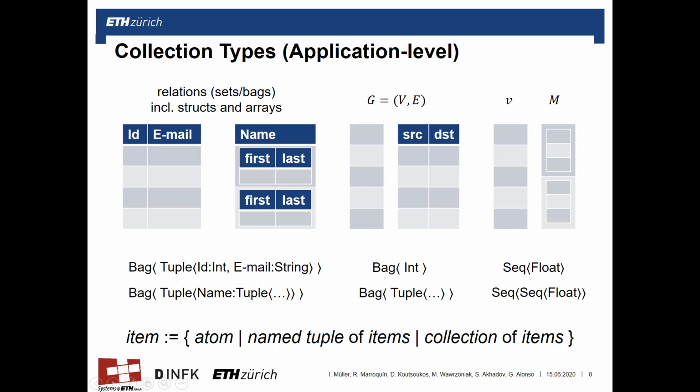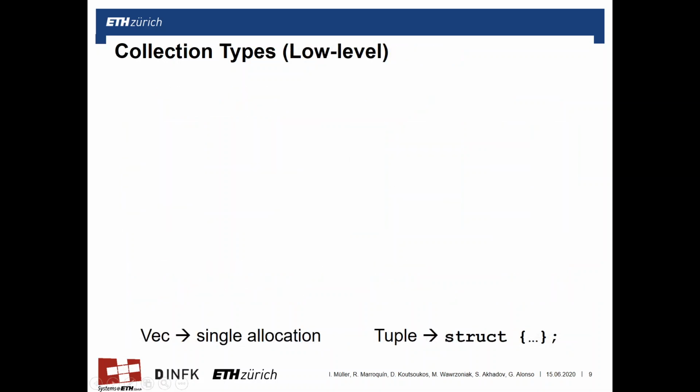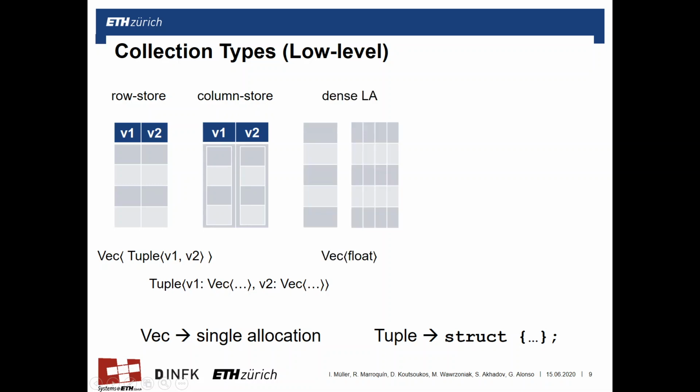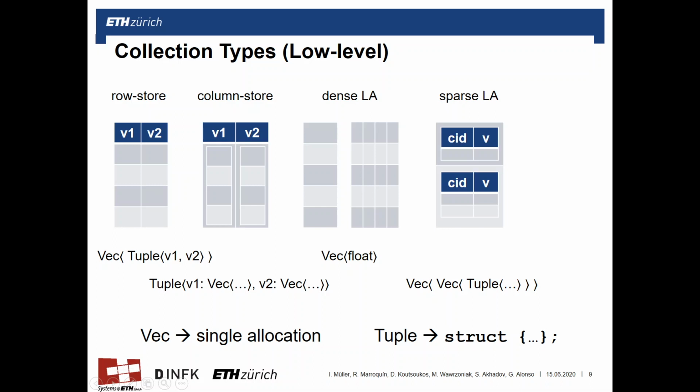The same is true for very low level collection types that correspond to how execution engines may work. For example, we can define a type vector for a single allocation or C array and a tuple for a C struct. And just by defining those two, we can already cover a huge number of application techniques that are typically used in this community. For example, we can define a row store as a vector of tuples, a column store as a tuple of vectors, dense linear algebra as vectors of floats, and sparse linear algebra as nested vector of column ID value pairs.